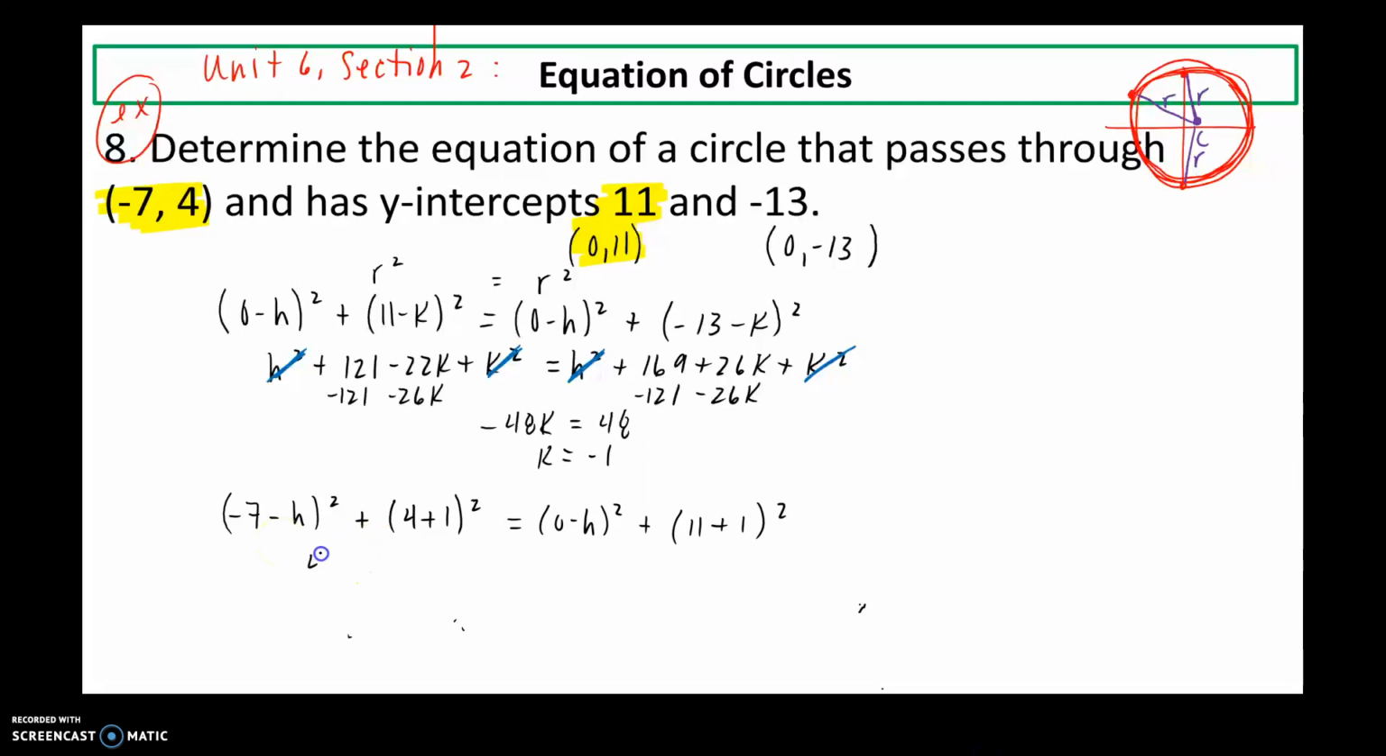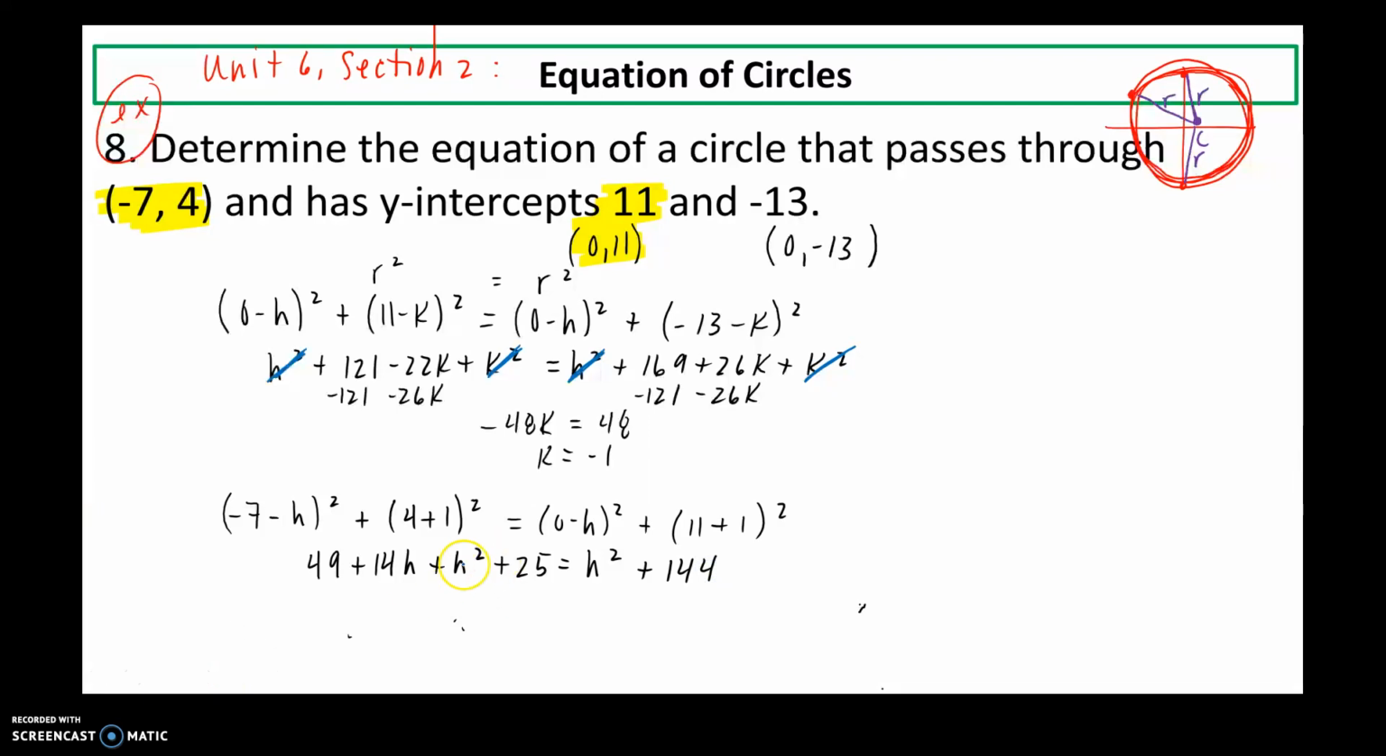Okay, so square the first, double the product, square the last term. 4 plus 1 is 5. 5 squared gives me 25. On the right-hand side, I have h squared. 11 plus 1 gives me 12. So 12 squared is 144.